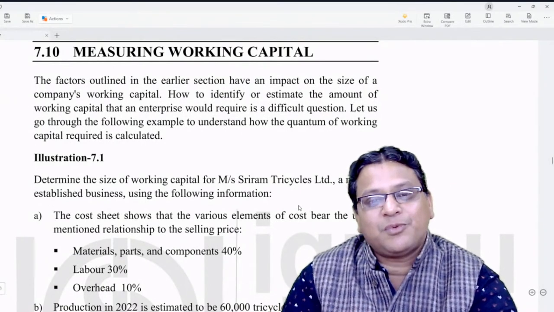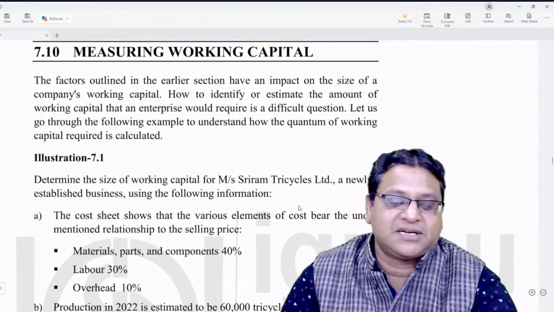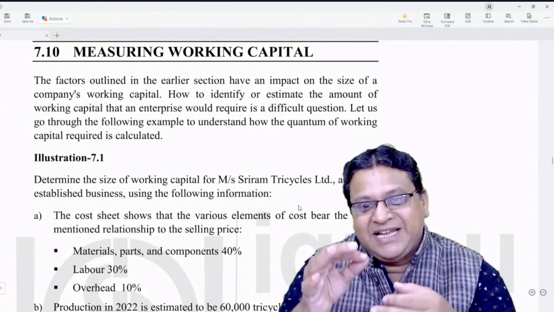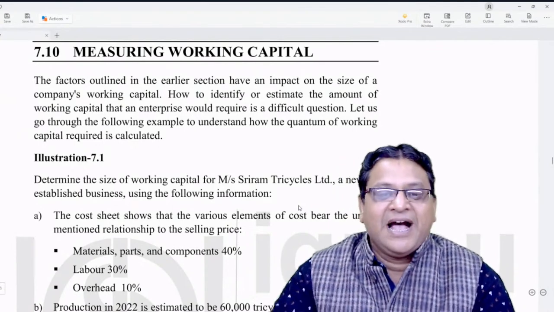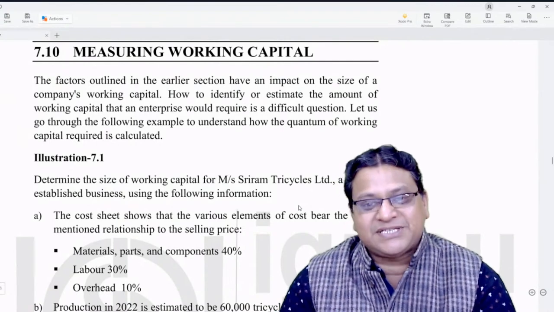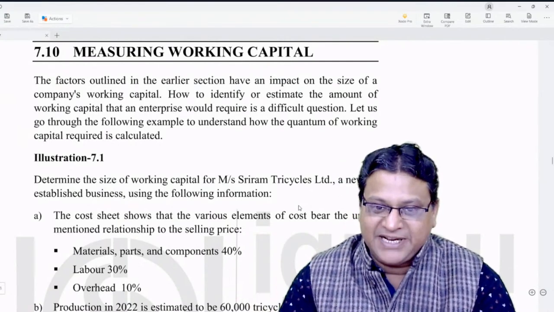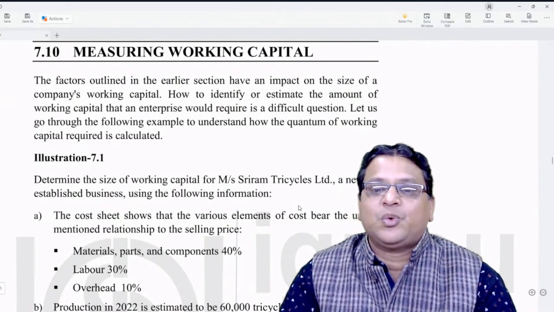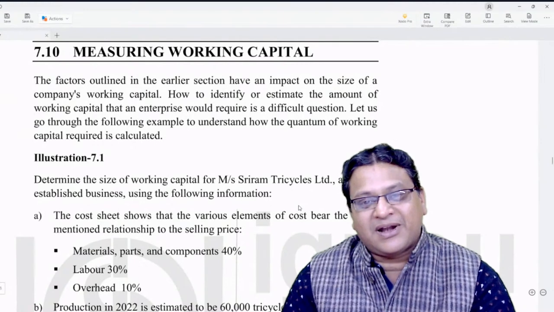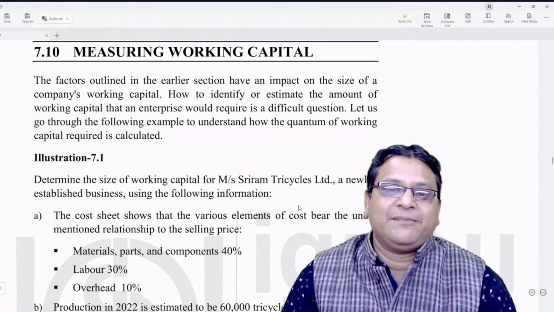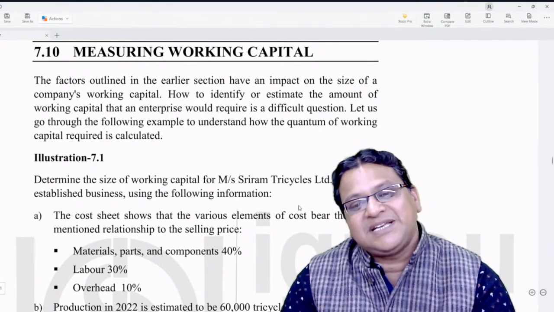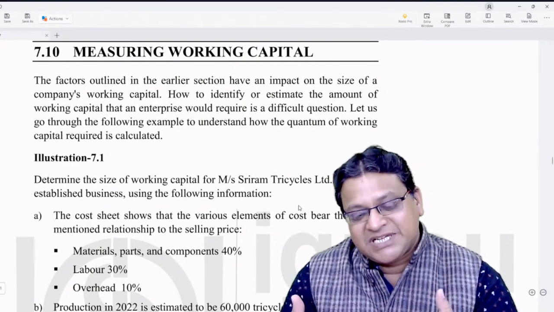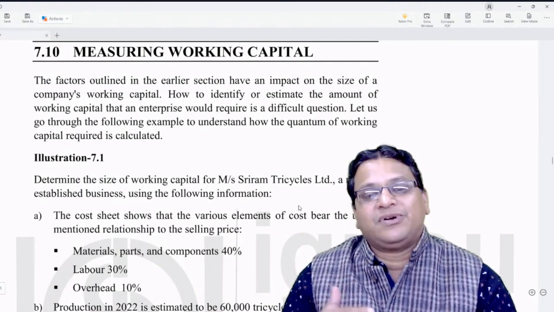Next, we will discuss how to measure working capital. What is the required amount of working capital for a business? How will we estimate it? The estimation of working capital is very simple. It means estimating each individual item of current assets and each individual item of current liabilities. First we find the individual items of current assets and the total current assets. Next we find the individual items of current liabilities and the total current liabilities. Total current assets minus total current liabilities will be our net working capital required. And we add some contingency to this calculation so that any mistake in estimation will be adjusted in the contingency.